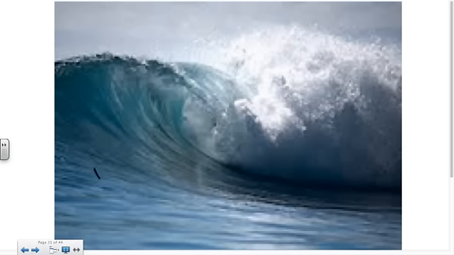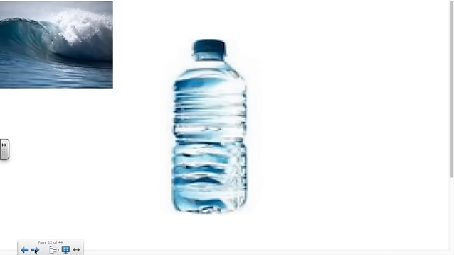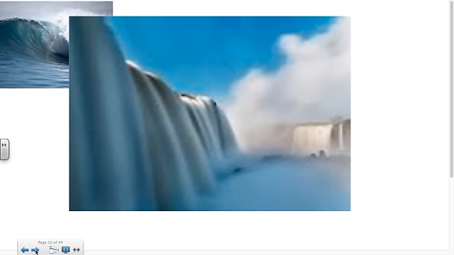Water is always H2O, whether it's in the ocean, in your bottle that you drink, or at Niagara Falls. It's always H2O. One oxygen, two hydrogens.